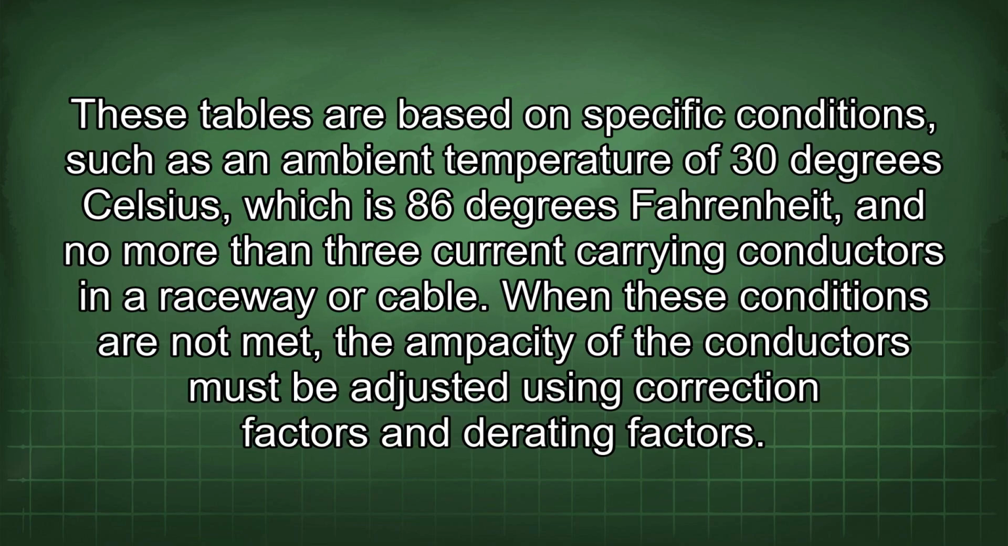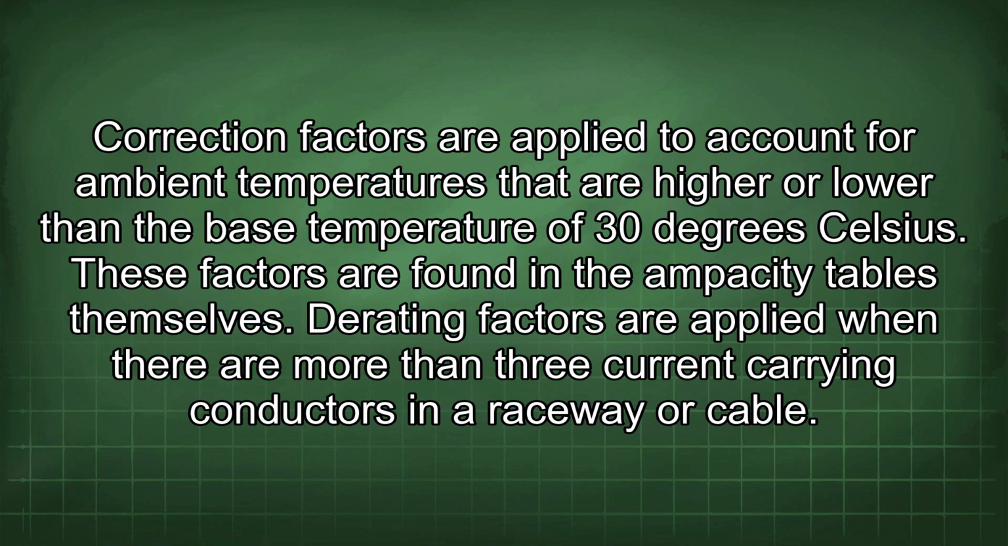These tables are based on specific conditions, such as an ambient temperature of 30 degrees Celsius, which is 86 degrees Fahrenheit, and no more than 3 current-carrying conductors in a raceway or cable. When these conditions are not met, the ampacity of the conductors must be adjusted using correction factors and derating factors. Correction factors are applied to account for ambient temperatures that are higher or lower than the base temperature of 30 degrees Celsius. These factors are found in the ampacity tables themselves.